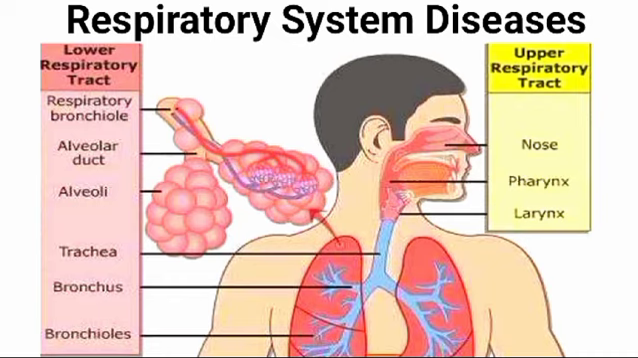The upper respiratory tract contains the nose, pharynx, and larynx. The nose warms the air breathed and filters out bacteria and debris. Nasal breathing is important for best lung function.